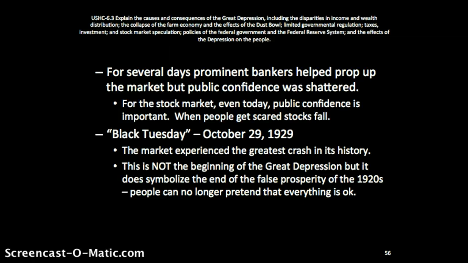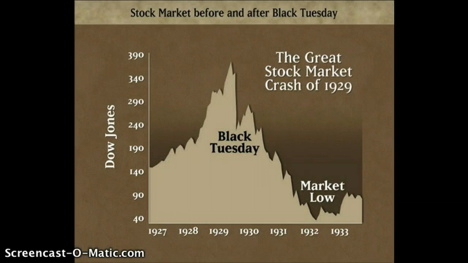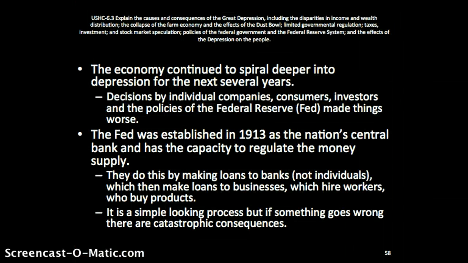So on October 29, 1929, which is referred to as Black Tuesday, the market experienced the greatest crash in history. And remember, it's not the beginning of the Great Depression, but it does symbolize the end of the false prosperity of the 1920s. People can no longer pretend that everything is okay. And this shows you an example of the chart where prices are going up and up and up, and then they start crashing until 1932 when the stock market reaches its low. The economy continued to spiral deeper into depression for the next several years.